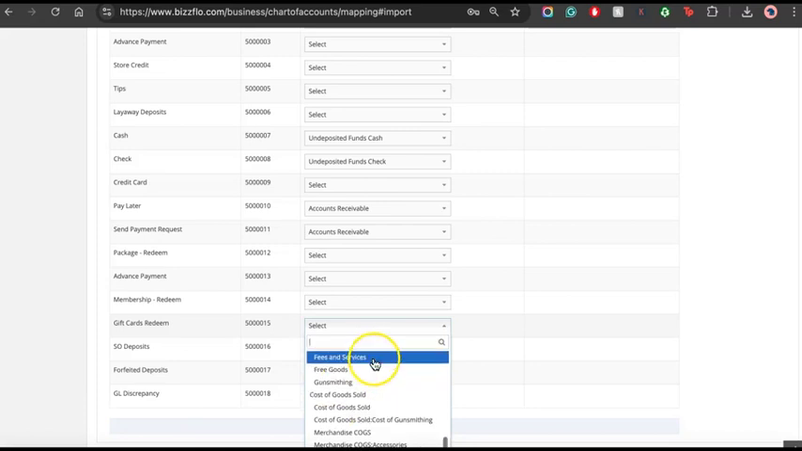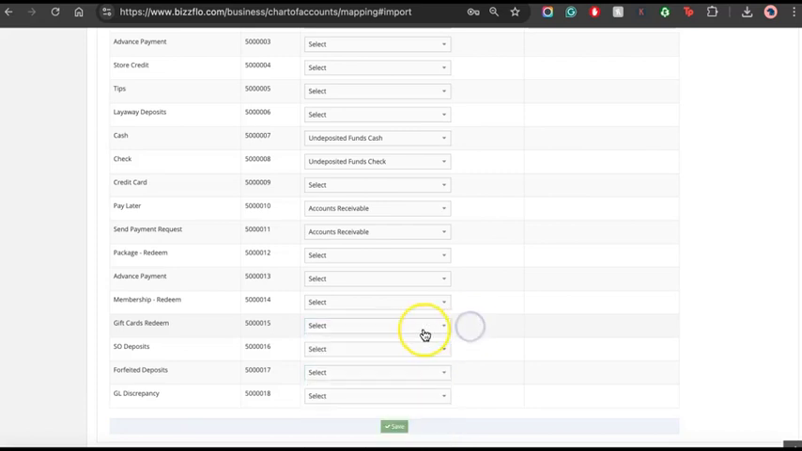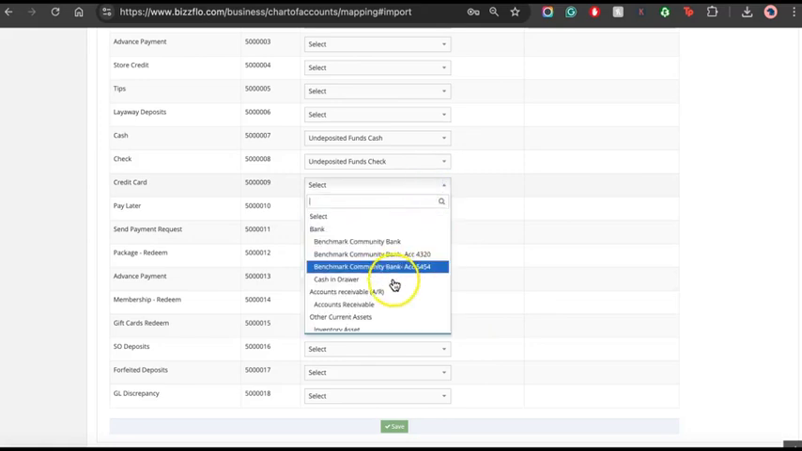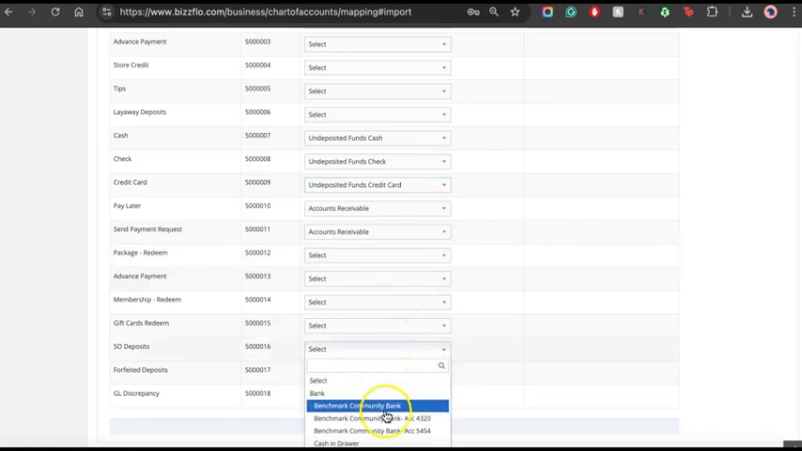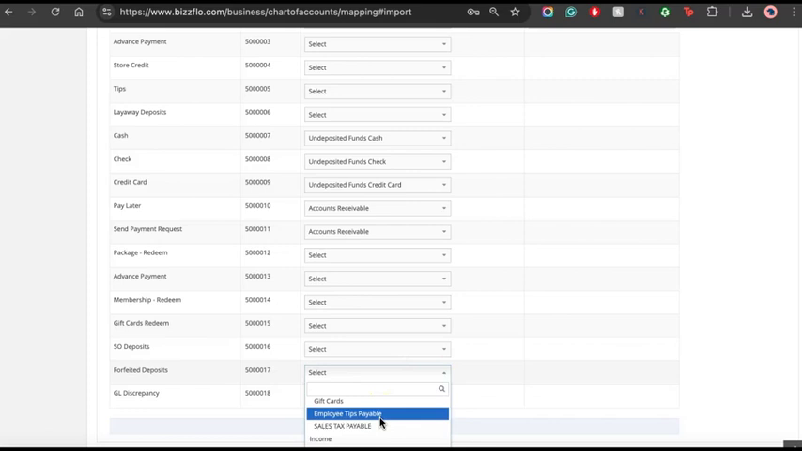Credit card and ACH payments should be assigned to their respective categories such as undeposited funds, credit card, or ACH payment. Special order deposits remain in a liability bucket until the order is delivered. Fee deposits and forfeitures are typically categorized under fees and services. GL discrepancies. Small discrepancies due to rounding should be recorded under rounding error or inventory asset account.